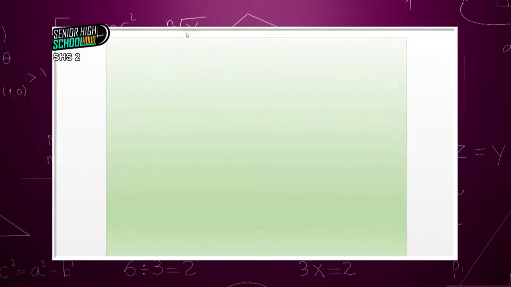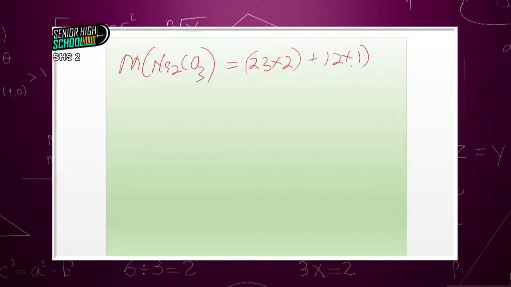So, molar mass of sodium carbonate equal to the relative atomic mass of sodium is 23. So, 23 times 2, plus that of carbon is 12. So, 12 times 1. That of oxygen is 16. So 3 times 16. So that gives me 106 grams per mole.